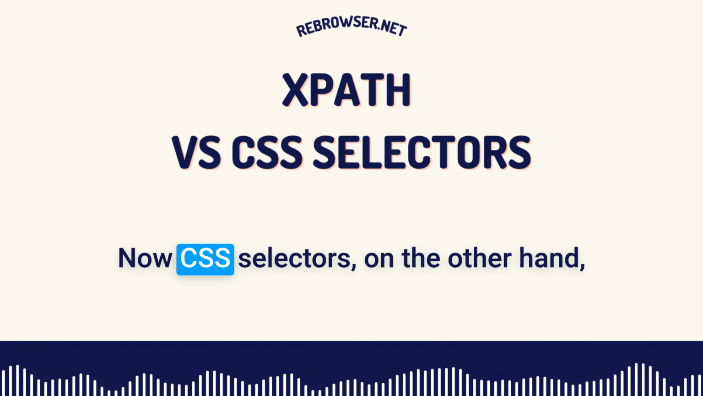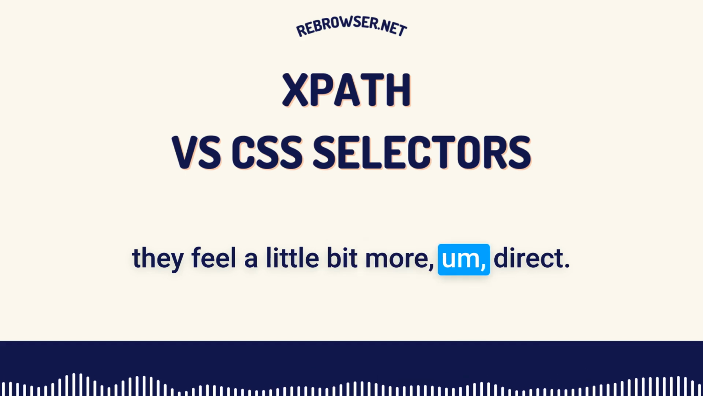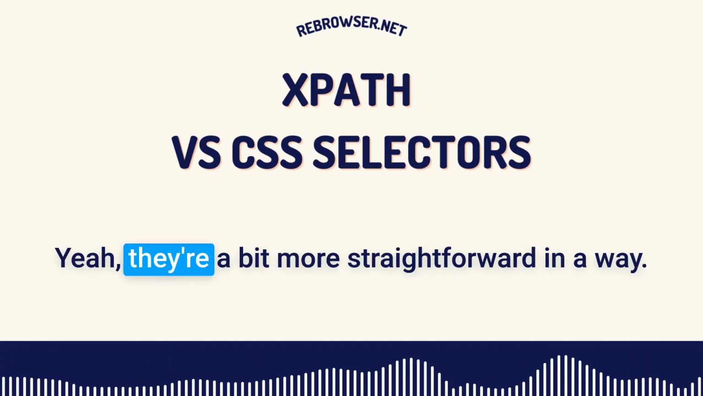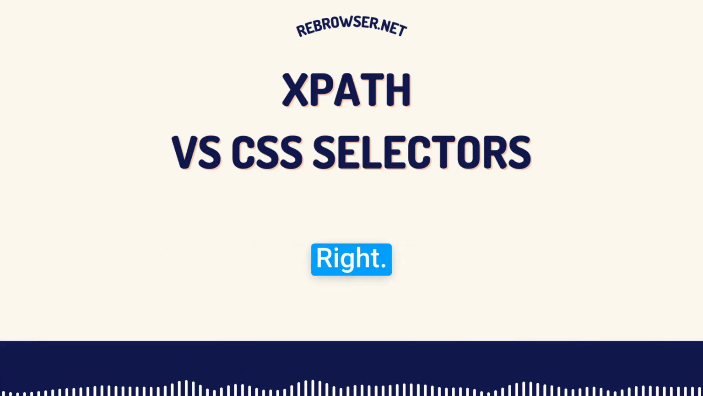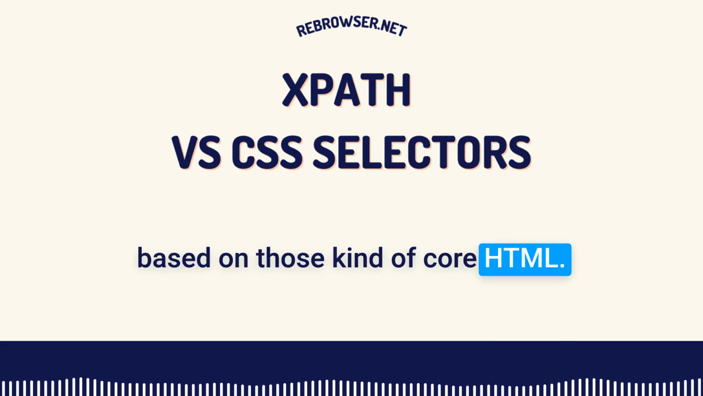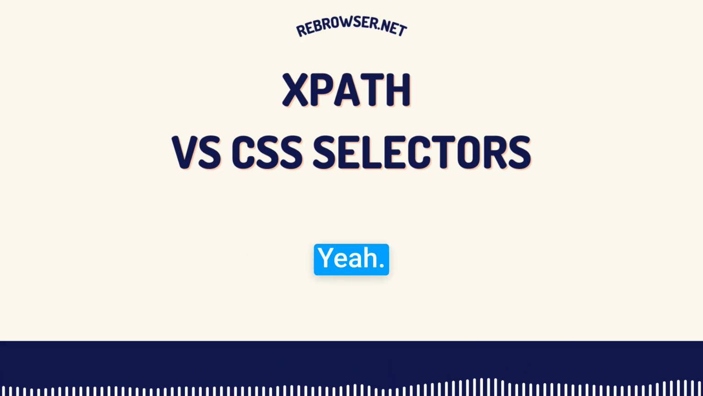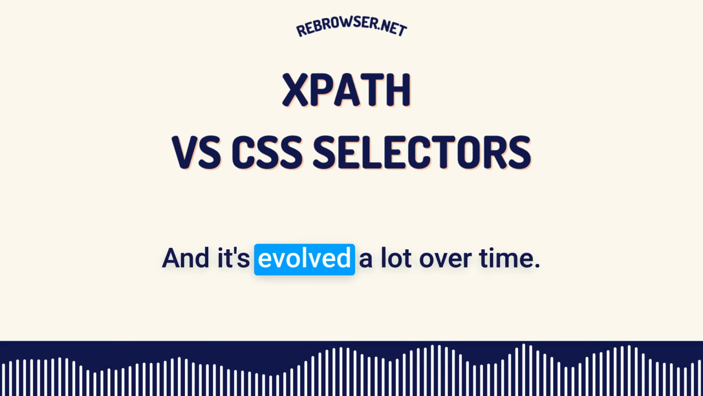Now CSS selectors, on the other hand, feel a little more direct. Yeah, they're a bit more straightforward. Like you mentioned, they were originally designed for styling. Right, so their main strength is selecting elements based on those core HTML building blocks: the tags, the IDs, the classes, the attributes. And it's evolved a lot over time.